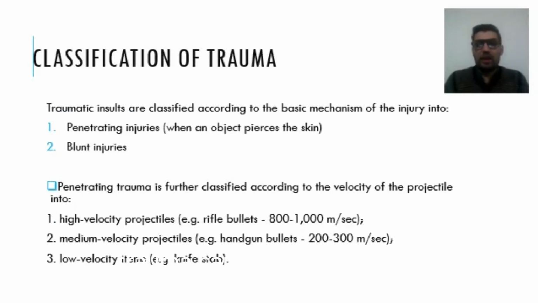Trauma can also be classified based on the mechanism of injury into blunt and penetrating trauma. Penetrating trauma is further classified based on projectile velocity into high velocity, medium velocity, and low velocity injuries, such as stab wounds.